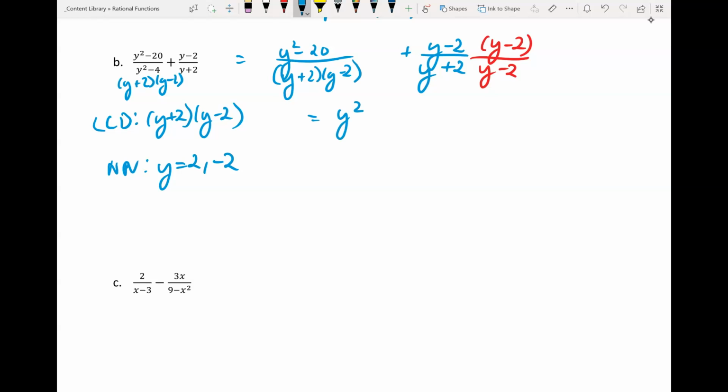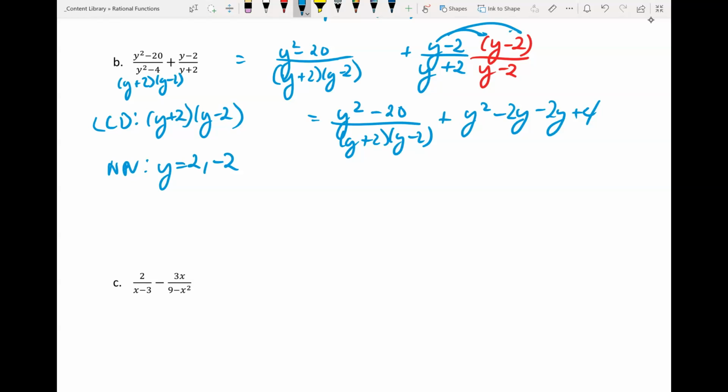Okay, so now I'm going to distribute the brackets in our second rational. So we got y times y, which is y squared, minus 2y plus 4. That's what we're going to get after we distribute this all over our denominator. Okay, so now we can simplify. So we got y squared plus y squared is 2y squared. Negative 2y minus 2y is negative 4y. And then lastly, negative 20 plus 4 is negative 16.